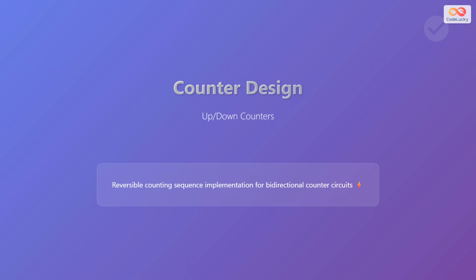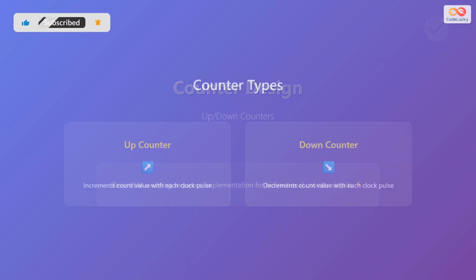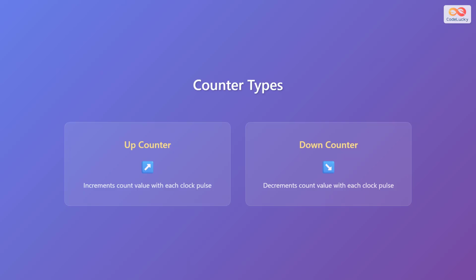Let's explore counter design, specifically focusing on up and down counters. This discussion will cover the implementation of reversible counting sequences for bidirectional counter circuits. We'll start by understanding the basic types of counters.